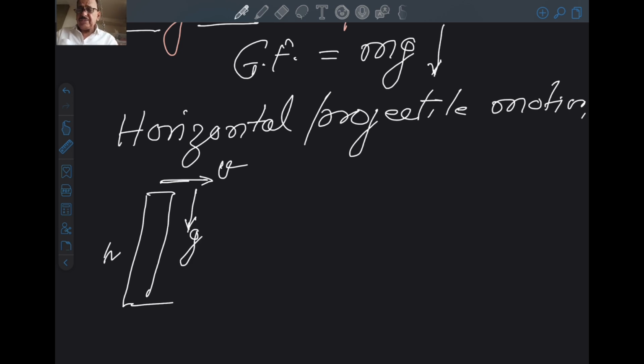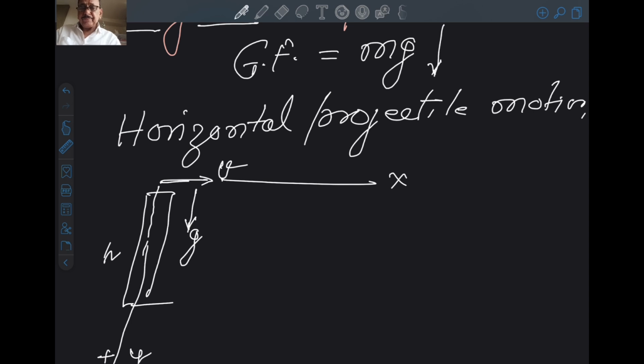g is the acceleration due to the gravitational force. What will happen? Now we will resolve our motion in two dimensions, one x and another y. Now the question is why we choose the downward y direction. It is because when it moves, definitely it will move downward. So we will take downward as positive y.